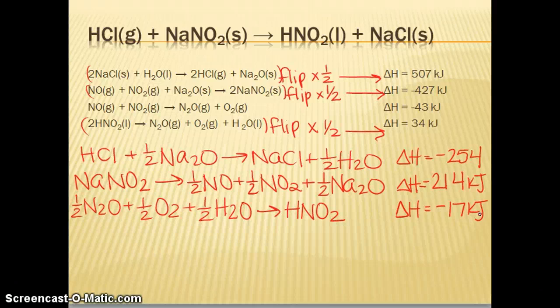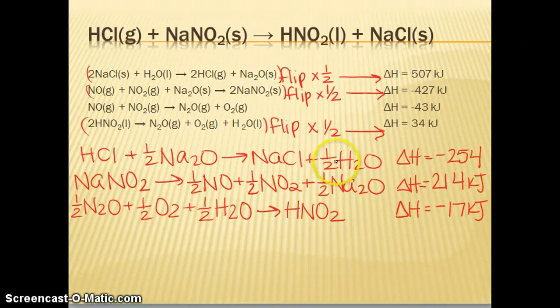So let's check this out. My HCl is where I need it to be. My NaNO2 is where I want it to be. HNO2 is what I need. NaCl is what I need. So my core is there. So that tells me I'm not going to want to change those reactions at all anymore. Instead, I need to just figure out my canceling.